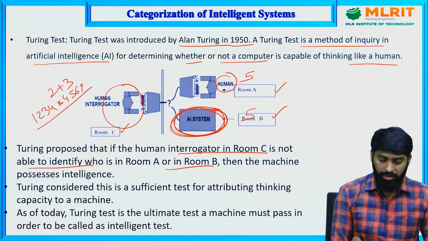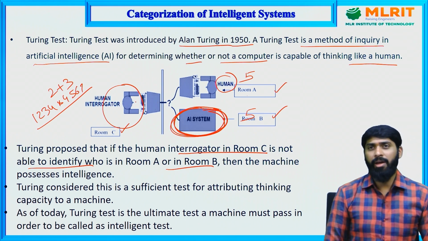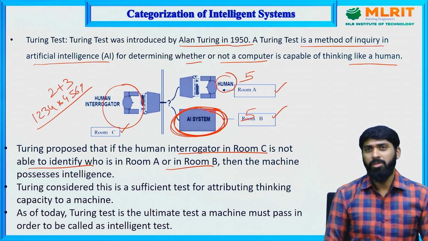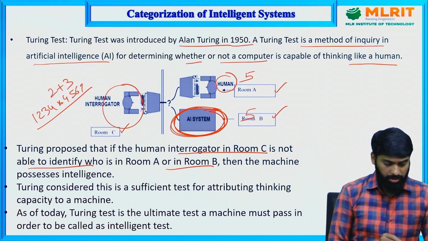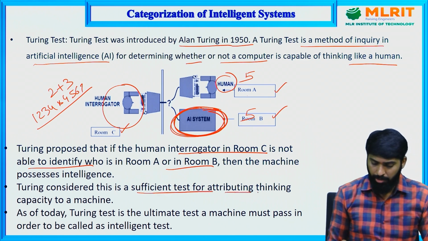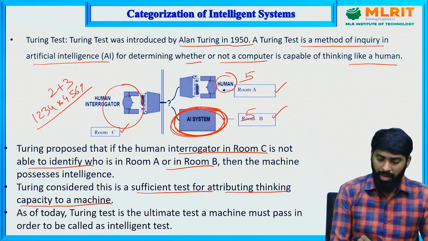then the interrogator doesn't identify this AI system as an AI program. So this AI system passed the Turing test. Turing considered this a sufficient test for attributing thinking capacity to a machine. In this example, this AI system tries to mimic the human behavior.